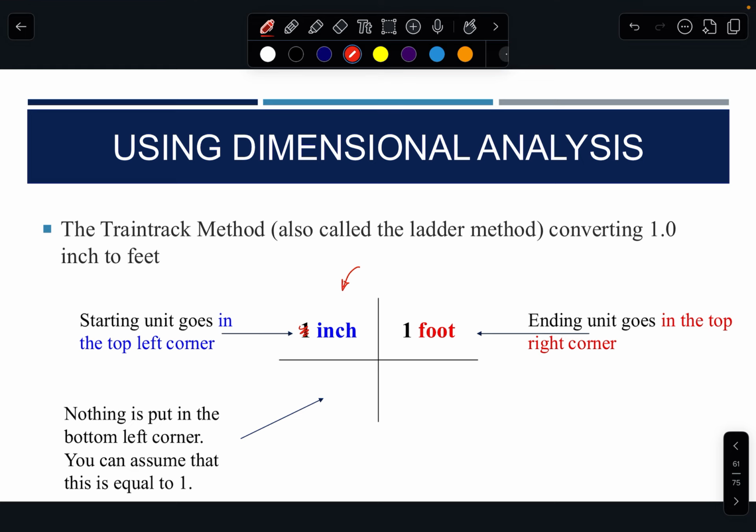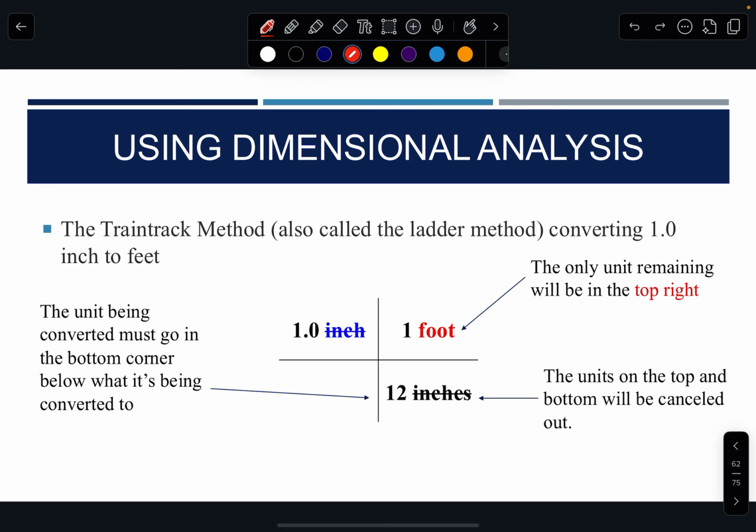And so this should actually be 1.0 because we are taking 1.0 inches and turning it into feet. Whatever units you want to end up with are going to go on the right-hand side. That's where you end. You don't put anything in this corner right here. This is going to be 1, so that anything it is divided by is just itself. So you could either put nothing or you can put the number 1.